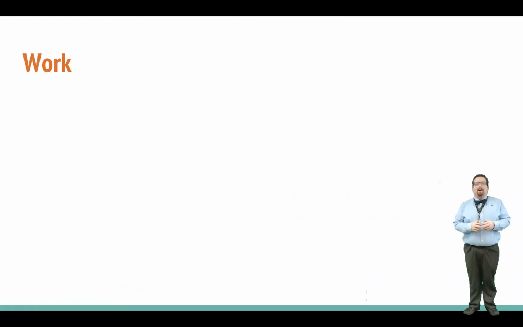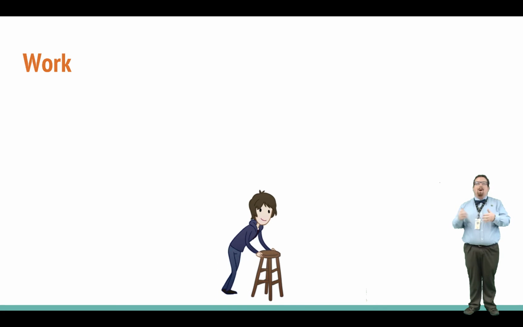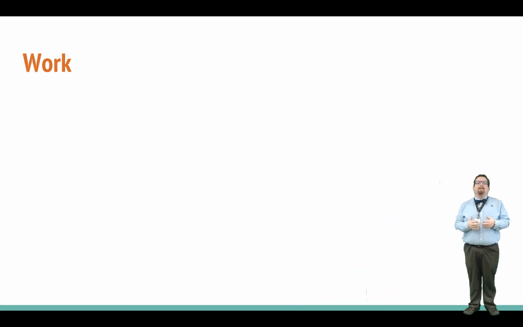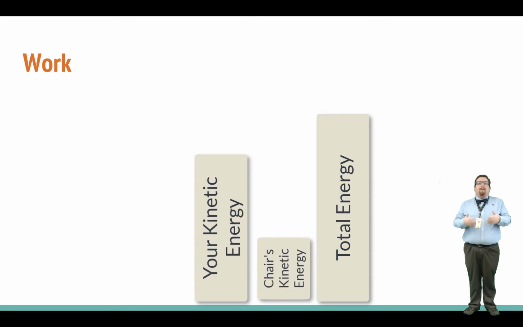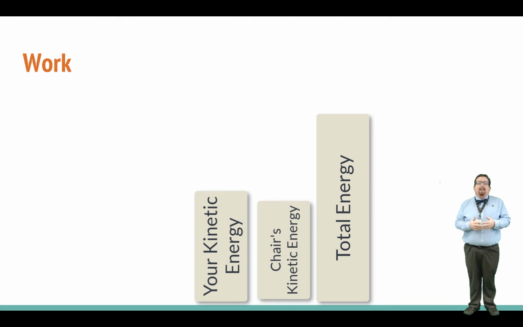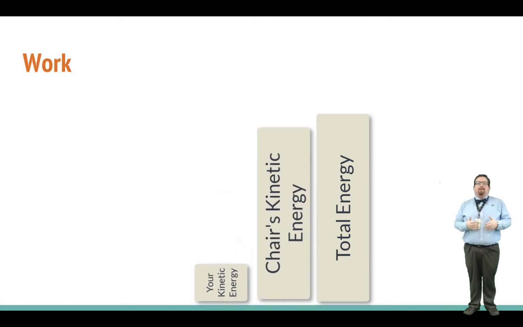The second way we can lose energy from a system is through work. When you push a chair across the classroom, you perform work. You provide that chair with energy to move across the classroom. The chair gains energy from you. That's what makes it move. It has now kinetic energy. And since the chair is gaining energy from you, you are losing that energy.